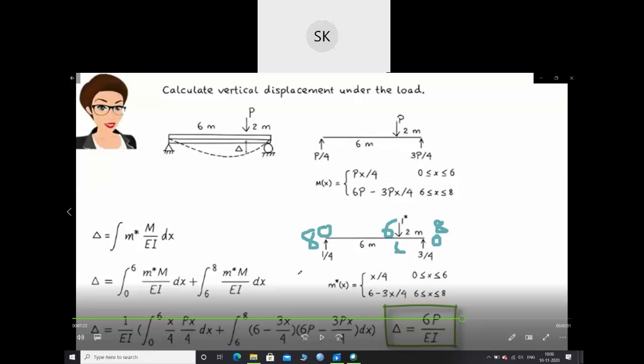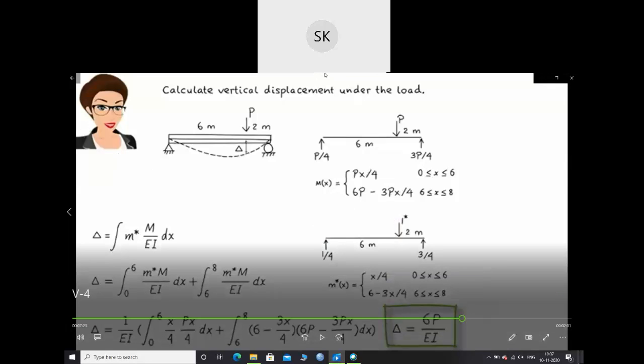Then here, 6 minus 3x by 4 into the moment equation due to the real load. So the moment equation due to the virtual load is multiplied by the moment equation due to the real load, and place the boundary conditions for the beam, and I have found out the deflection, 6 PEI.